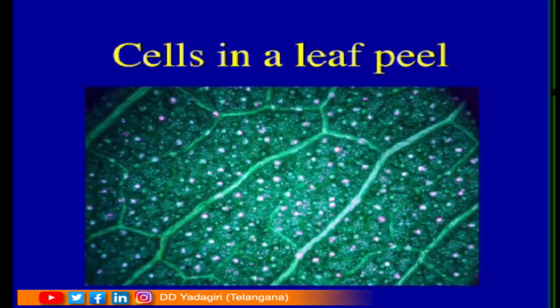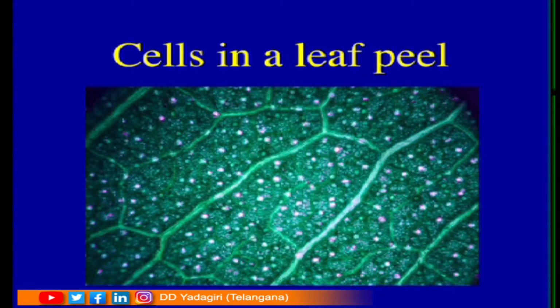Yes, they look similar. Children, this is the leaf peel. How do the cells in the leaf peel look? What do you think about this? This is the lower epidermis of a leaf. What do you observe? Yes, you observe some dot-like structures. What could these dot-like structures be, children? They are the tiny openings present on the leaf. They are called stomata. Children, what is the function of the stomata? Yes, they help in exchange of gases.